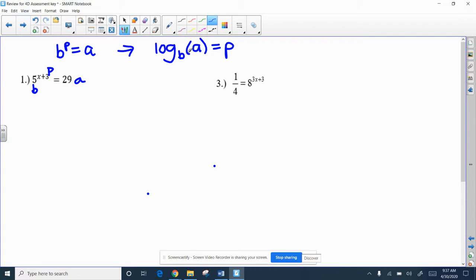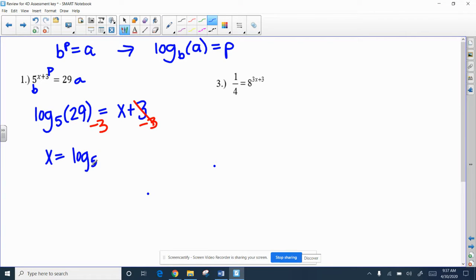Step two, we got to change it to logarithmic form. So in logarithmic form, it's going to be log base 5 of 29 equals x plus 3. So that's step two. Step three is to get the x by itself. So now to solve for x, I'm going to subtract the 3. Now the x is by itself. So we have x equals log base 5 of 29 minus 3. Notice I cannot combine the 29 and the 3 because the 29 is part of the logarithm. So this is the exact answer.